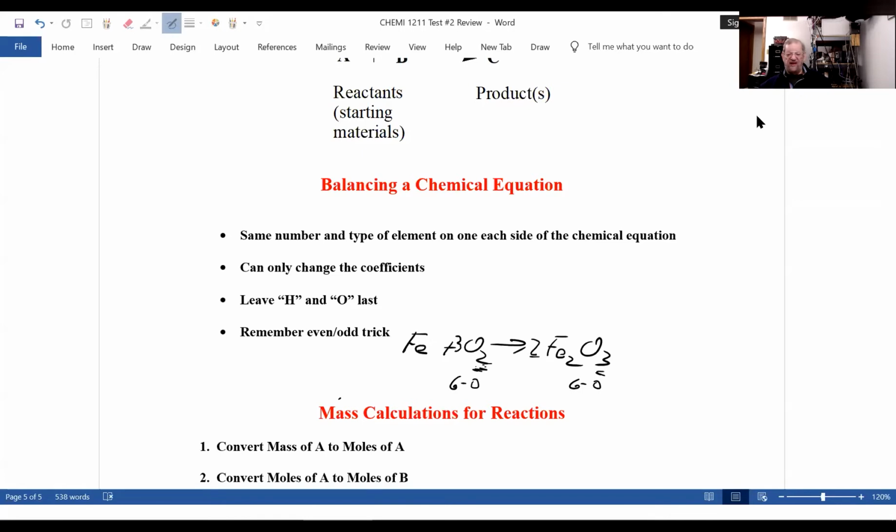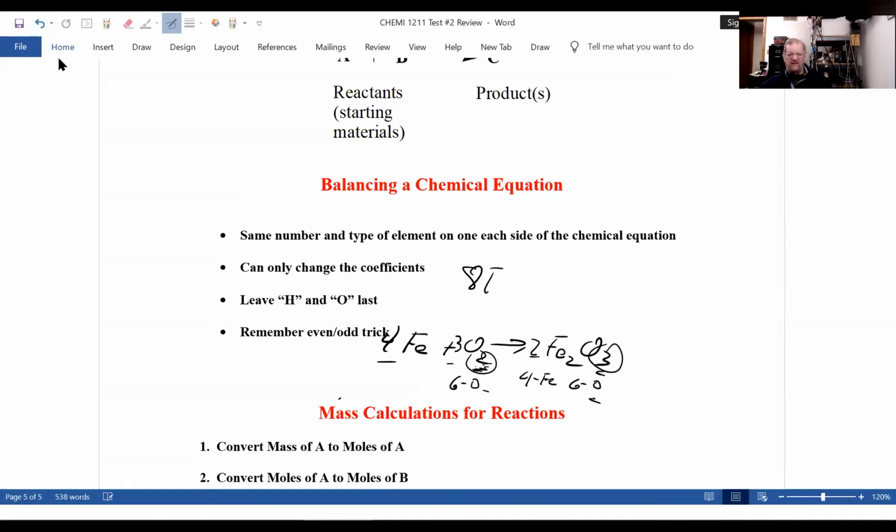And now on this side, I have 4 iron. And how do I get 4 iron? Put a 4 there. And that's how you do the even odd trick. You look at one side is odd, and the other even, multiply the numbers together. One other thing, remember, if you can divide all the coefficients by a number, do it. It should never be a multiple.